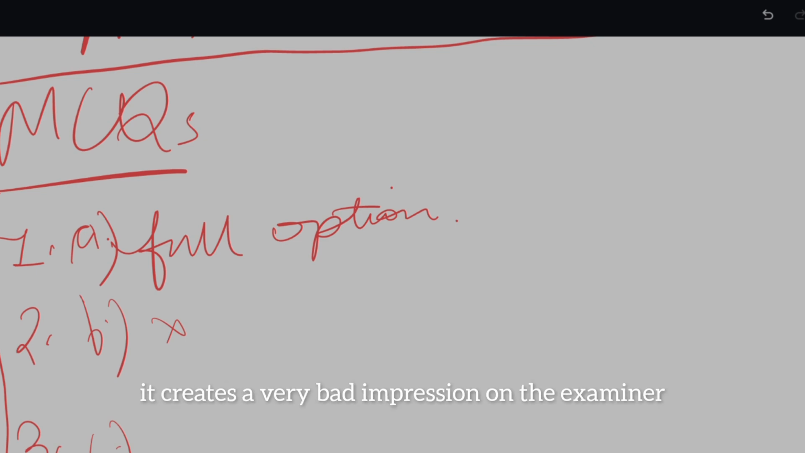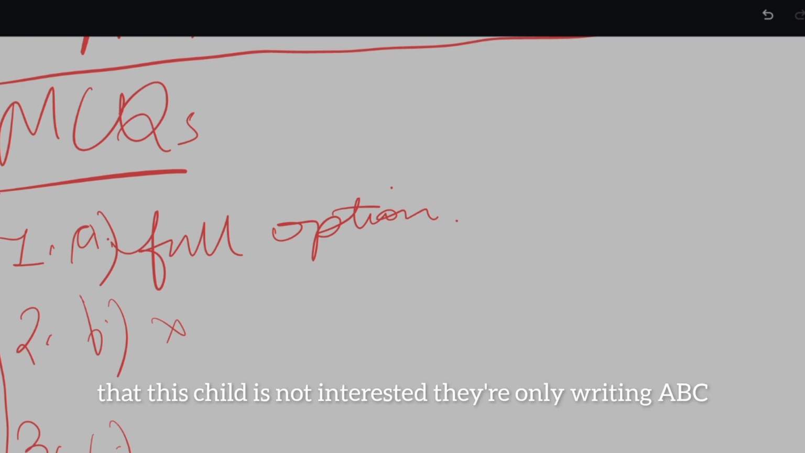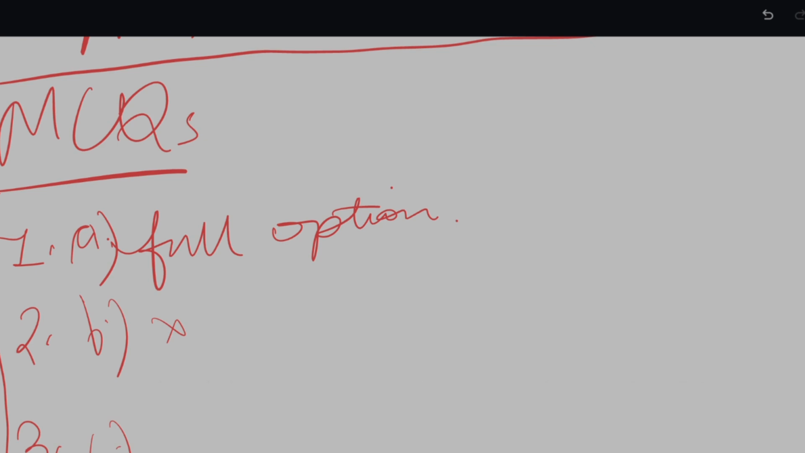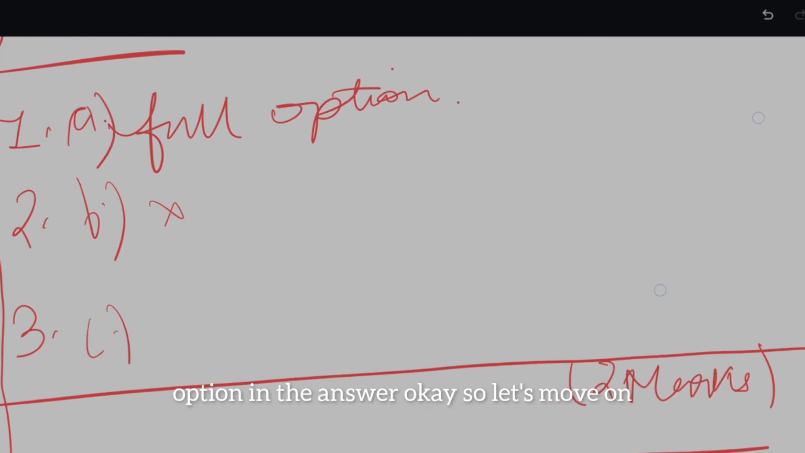Otherwise, it creates a very bad impression on the examiner that this child is not interested. They're only writing A, B, C. What does that even mean? You're supposed to write the full option while you're attempting MCQs. Always write the full option in the answer. Okay, so let's move on to 2 markers.